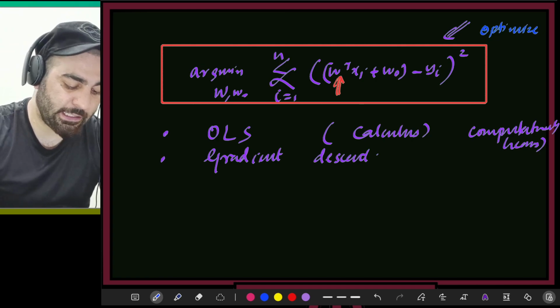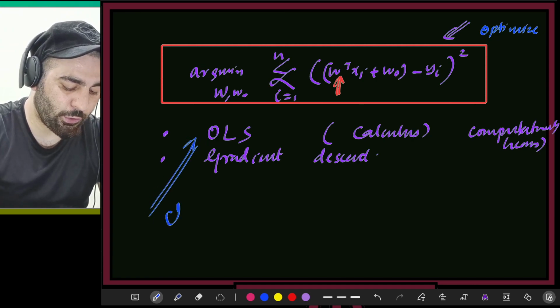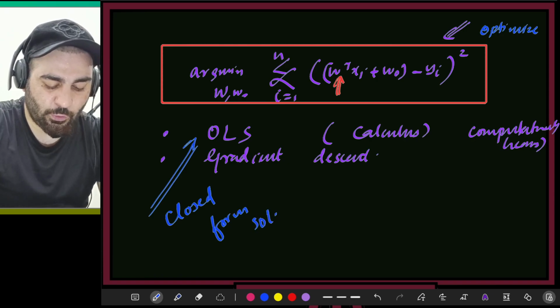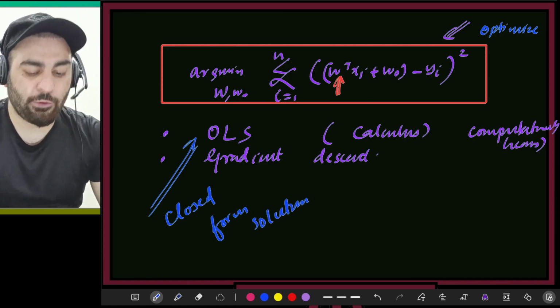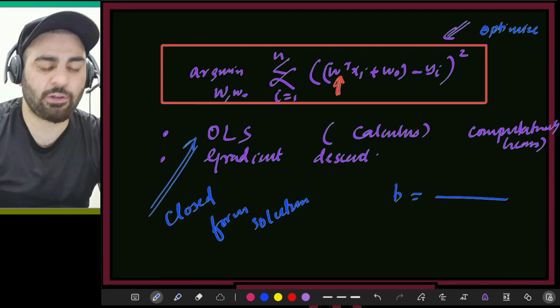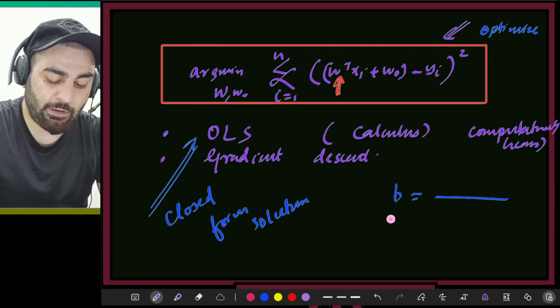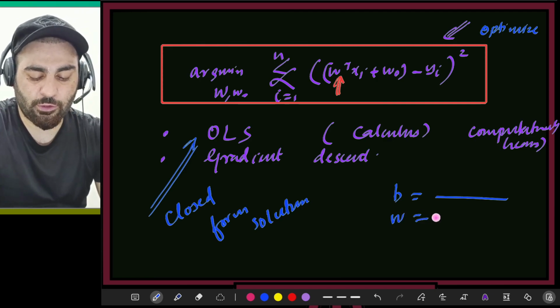OLS gives you the closed form solution. What I mean by closed form is that this directly gives you the value. What should be the value of b? It will give you an equation, and you just compute that equation. And the second thing is, it will again give an equation for w also.